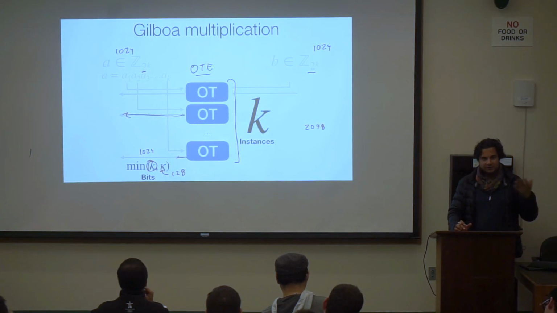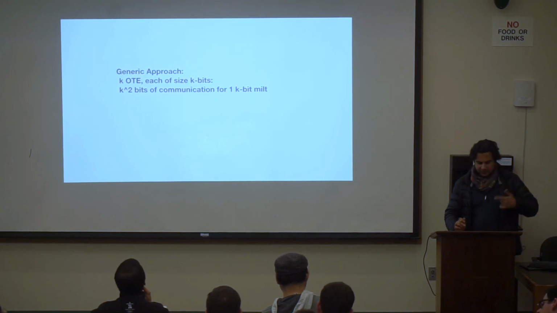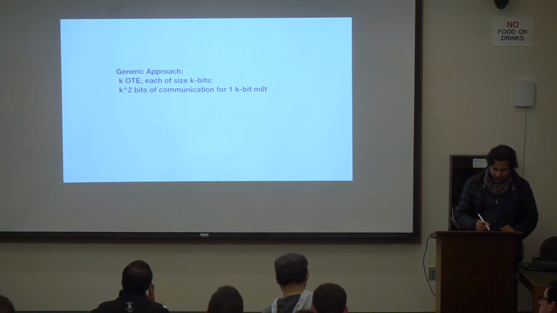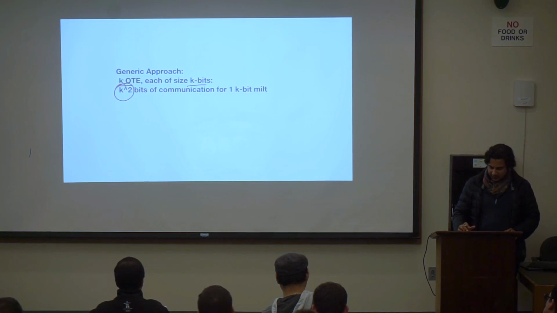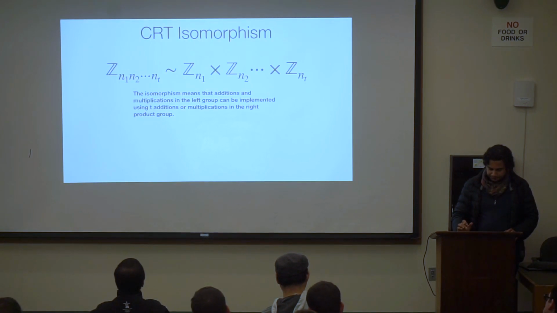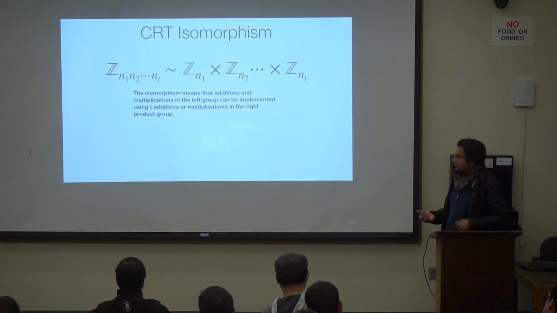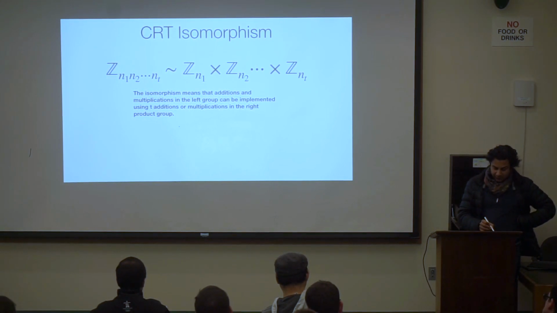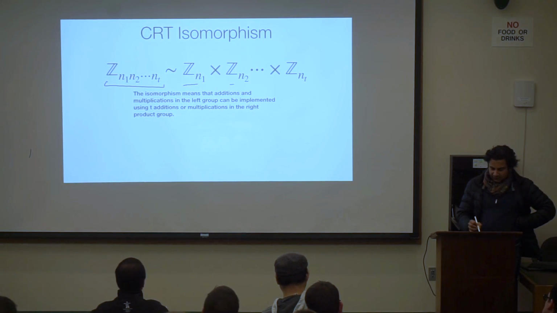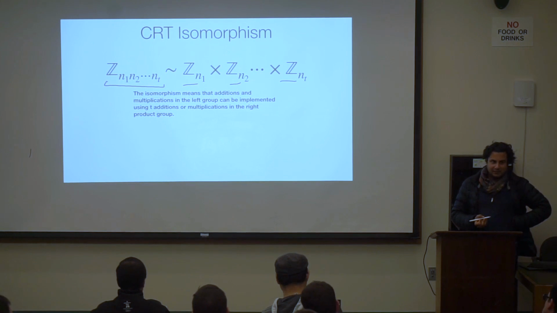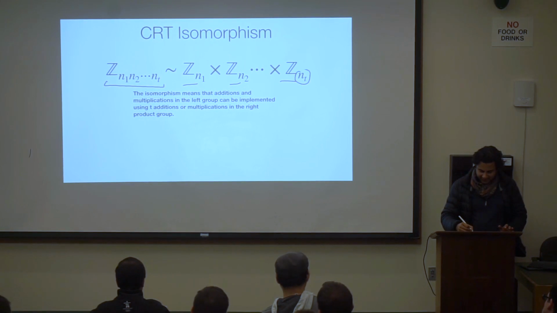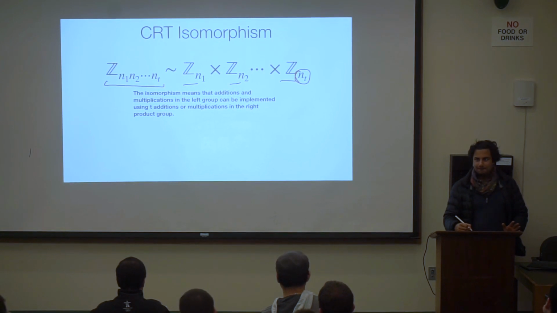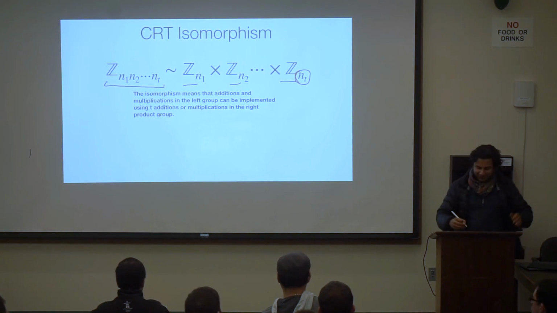So now you can see where the first real nice idea happens. Just to put that into perspective, we need k OTs of size k bits, and so that's roughly k squared bits of communication for one k-bit multiplication. So here's our first big idea, or small idea. If you want to do a multiplication in this ring, you can also do several multiplications in these smaller rings. And if you follow along, what's the right size to set this particular parameter? How big should this Ni be? Yeah, roughly 128 bits here.